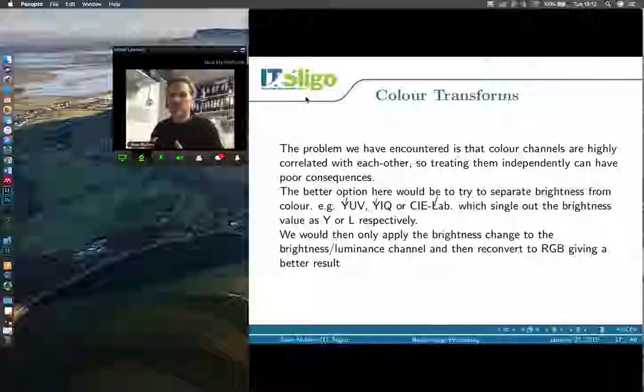And indeed, back when colour television first came in, they needed to make sure that colour TV's signal worked alongside all the black and white TVs that were there, so they couldn't just change them all to RGB. They had to come up with other systems, and this is where a lot of that stuff comes from. So what we'd then do is we would only apply the brightness change to the Y channel, or the L channel if we're using LAB, and then reconvert it back into RGB.